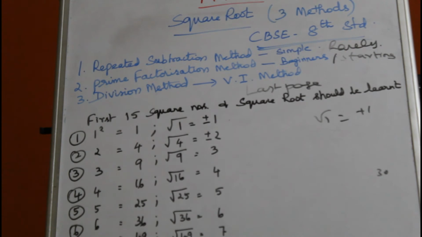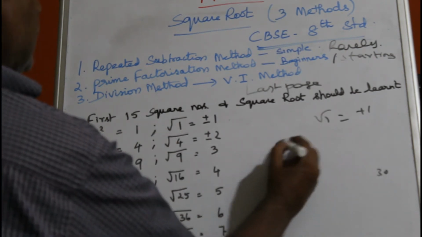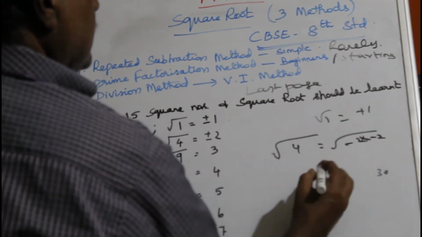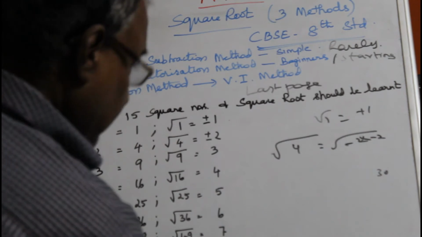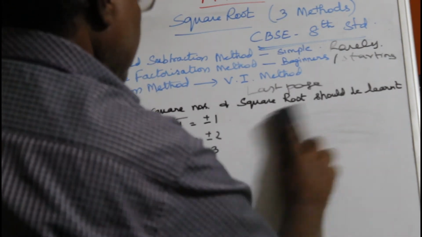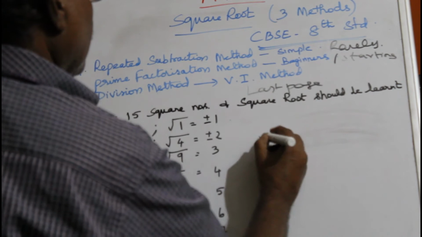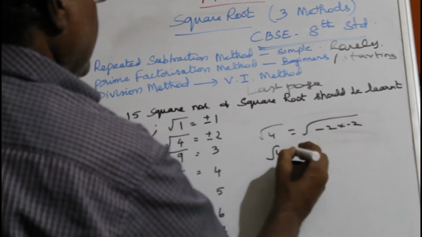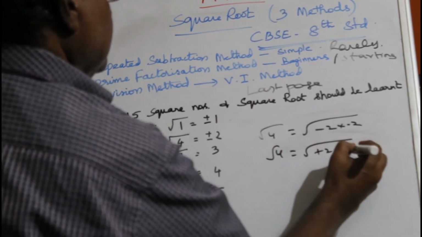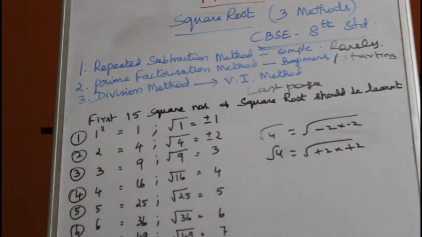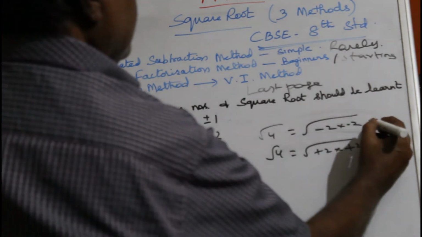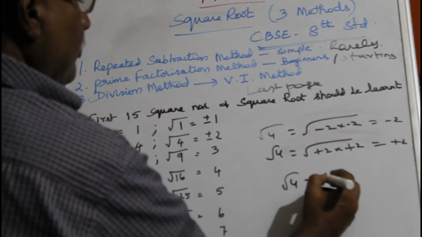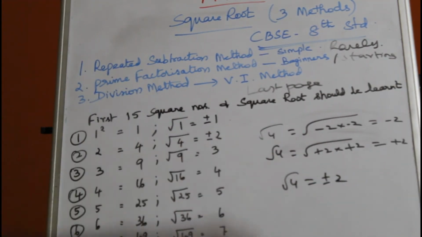Why is it called plus or minus 2? For example, 4 you can write as minus 2 into minus 2. Look here, square root of 4 equals, you can write as minus 2 into minus 2. The same 4 you can write as plus 2 into plus 2. So one of the numbers will come out, that is the square root. So either the minus 2 or the plus 2, one of them will come out. That is why the square root of 4 is plus or minus 2. This is the correct answer for the square root of 4.